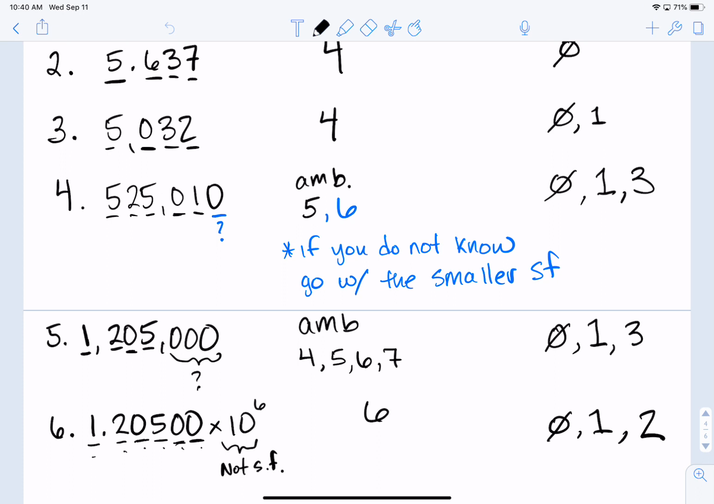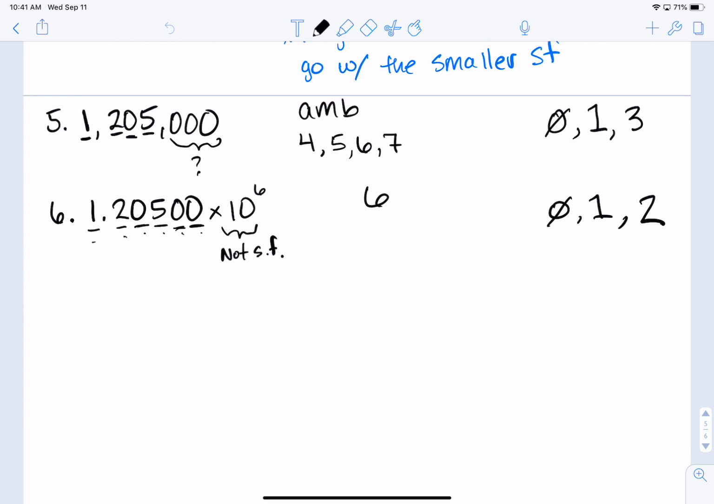In example number 4, if it doesn't have a decimal place, then we don't know if we count it, and it ends the number, right? Because that 525,010, that zero at the end right here, we don't know. So we call it ambiguous, 5 or 6. Then we did another example, 5. And then what we decided to do is, well, what if we wanted to show 6? Then we would do scientific notation.